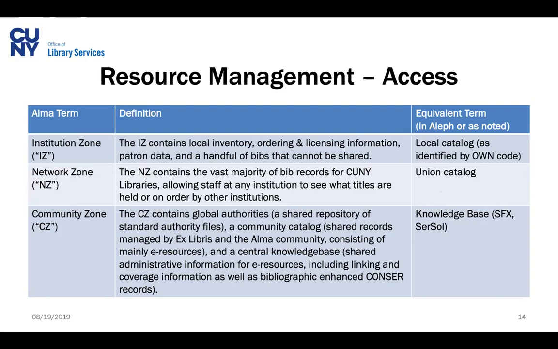The community zone contains global authorities, a shared repository of standard authority files; a community catalog, shared records managed by Ex Libris and the Alma community, consisting of mainly e-resources; and a central knowledge base, shared administrative information for e-resources, including linking and coverage information, as well as bibliographic enhanced concert records. And in Alice, we used a knowledge base such as SFX or Serials Solutions.